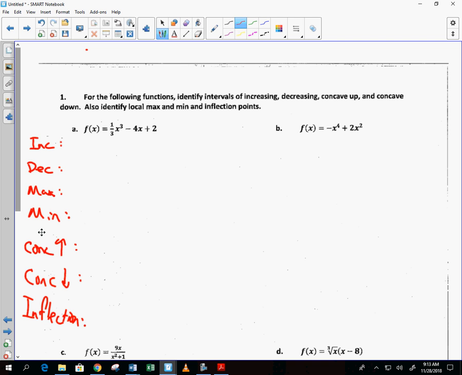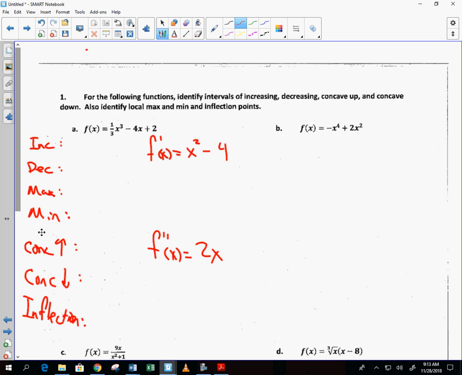Here is the function. f of x is 1/3 x cubed minus 4x plus 2. The question is, where's the function increasing, decreasing, concave up, concave down, local max, local min, inflection? Turns out we need to check out the first derivative. Somebody tell me the first derivative of this function. x squared minus 4. In order to determine concavity, I must consider the second derivative. Somebody tell me the second derivative. 2x. Sweet.